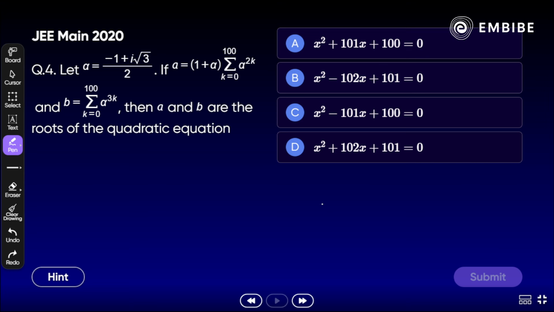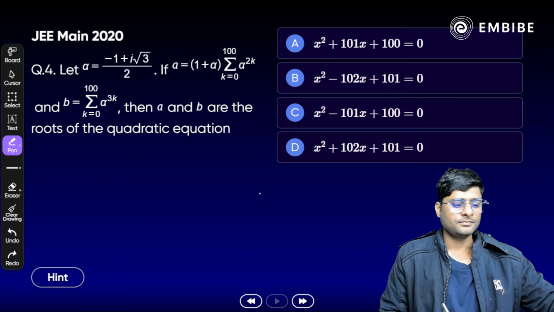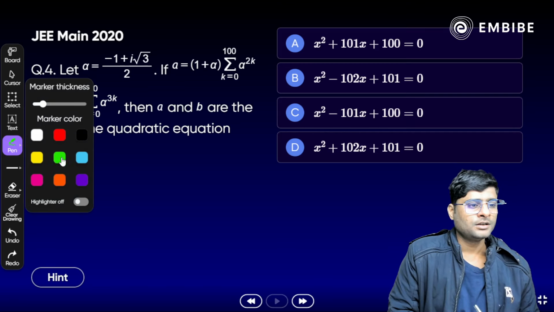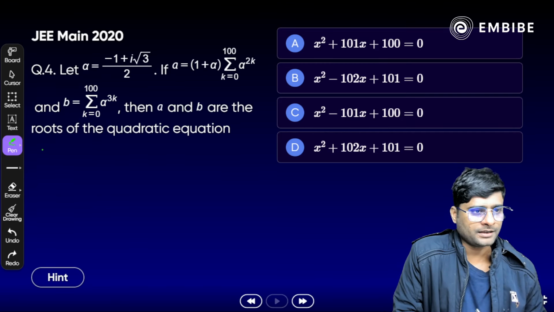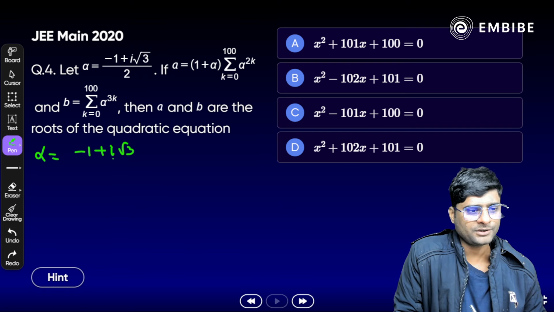Done? Clear? Kaun sa option correct hai? Any idea? Okay, take a look here. So, sabse pehle baat karte hai hum alpha ki. Alpha ko dekh ke kya lagta hai? Yes, minus 1 plus i root 3 by 2.